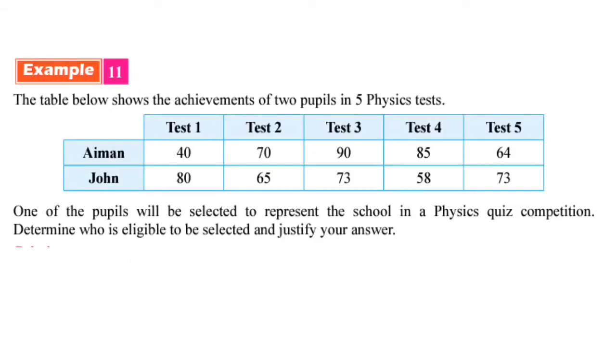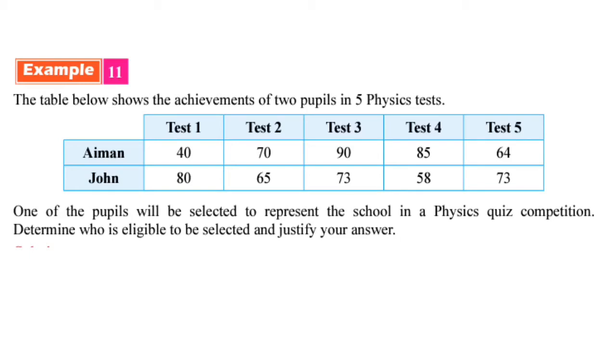Let's discuss example 11. The table shows the achievement of 2 pupils in 5 physics tests. Aiman and John sit for 5 tests and these are their marks. One of the pupils will be selected to represent the school in a physics quiz competition. Determine who is eligible to be selected and justify your answer. In order to answer a question like this, the first step is to find the mean marks for both of them. You find the mean for Aiman and the mean for John.